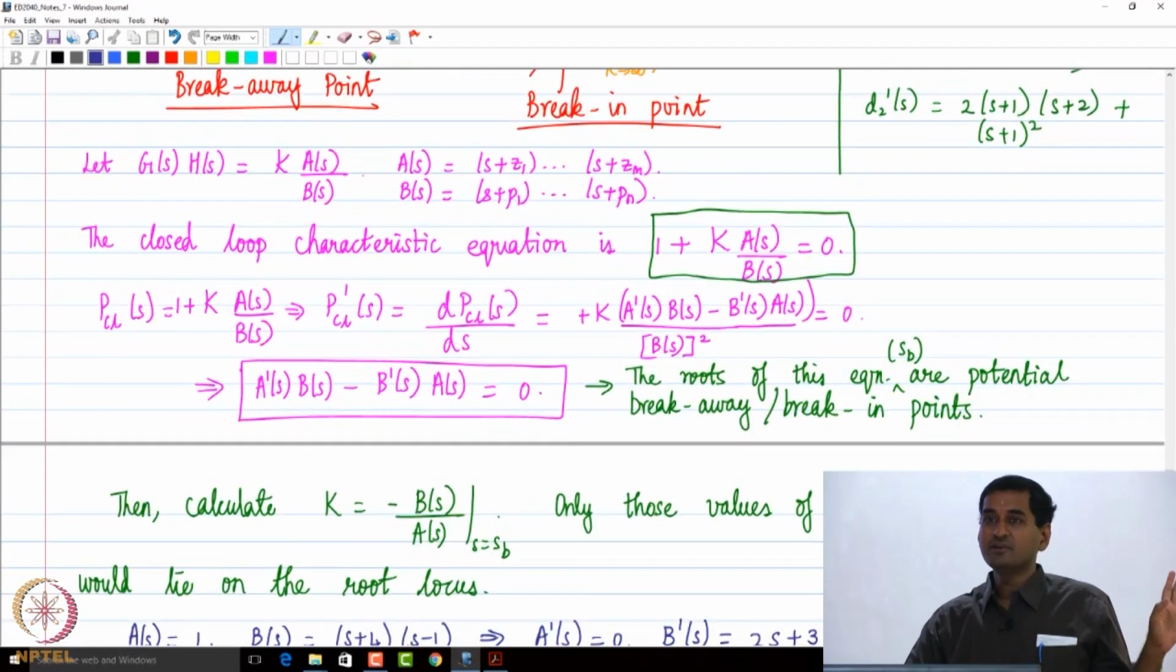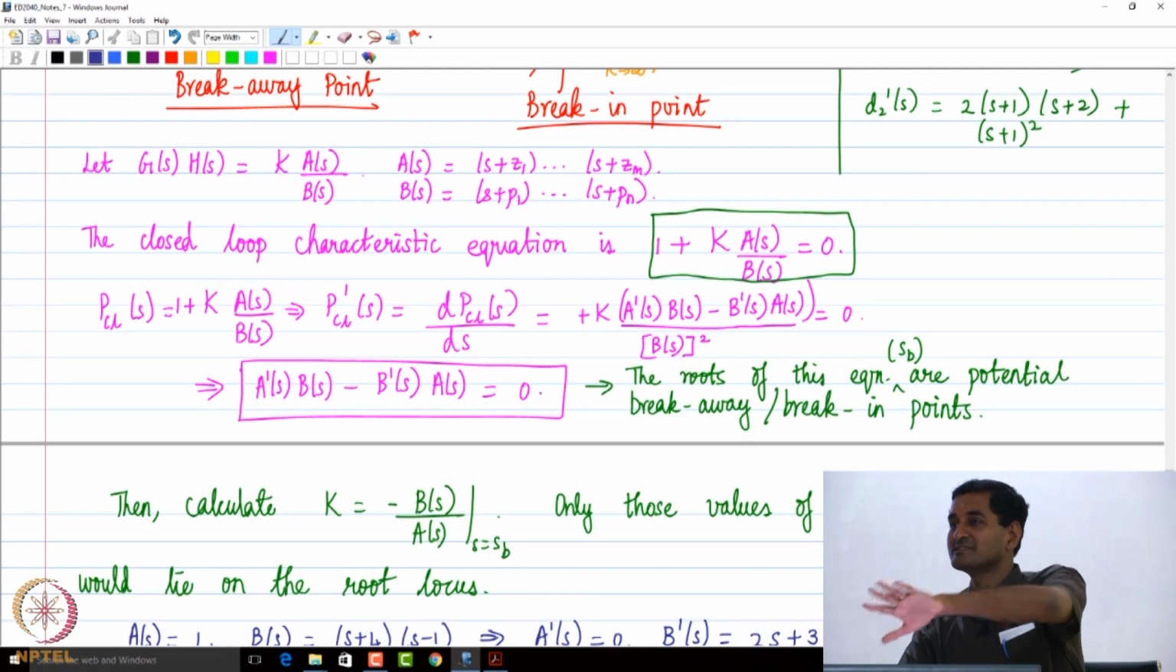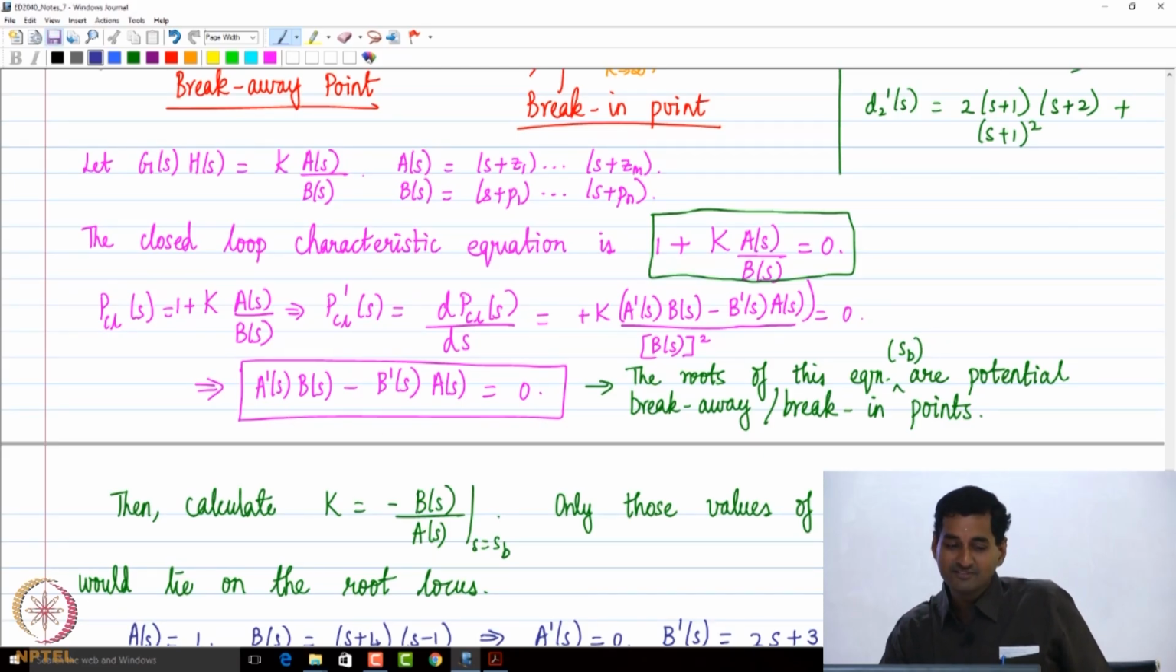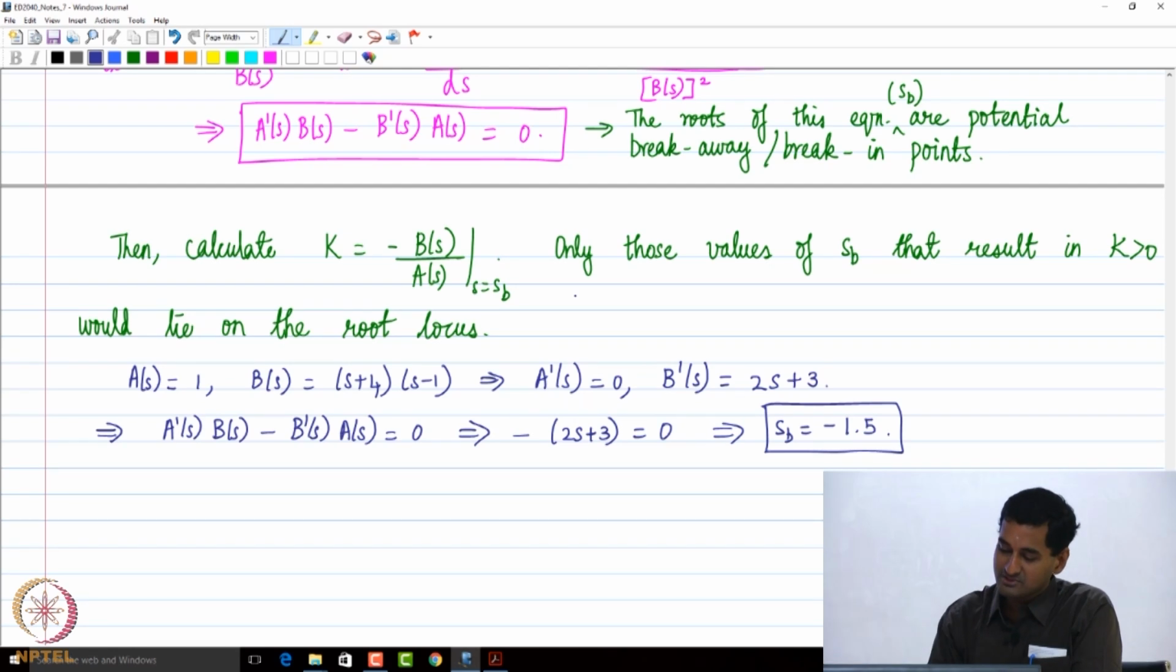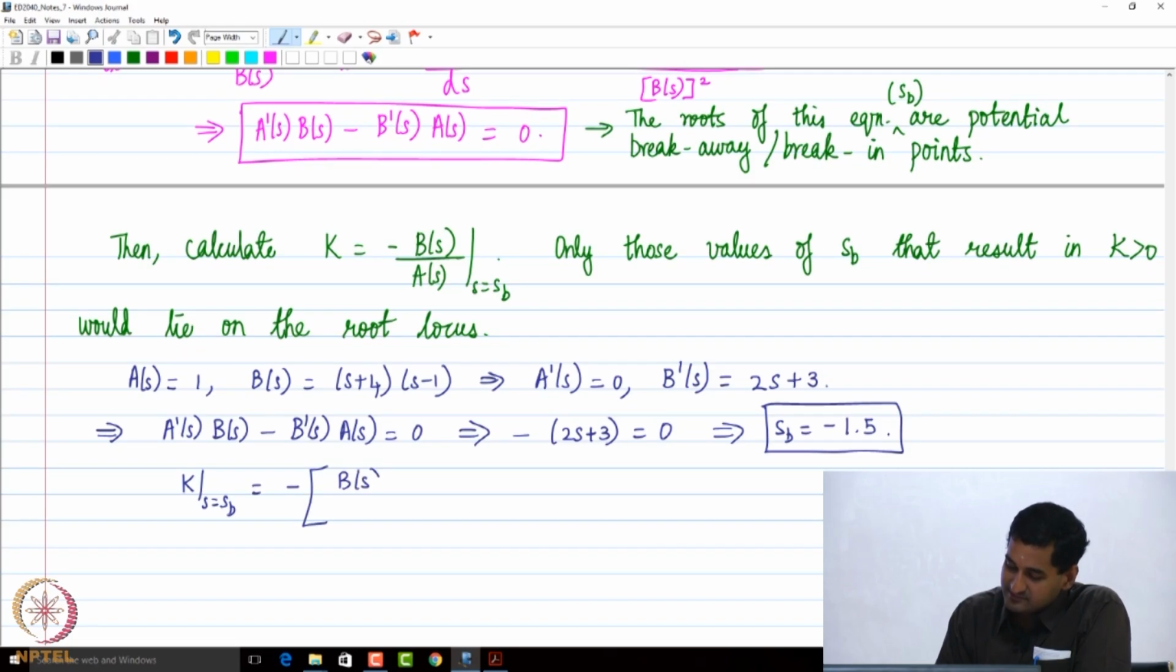Please do not think that all breakaway points or break-in points should be the same as the point of intersection of the asymptotes. This is a specific example where it just happens to be the same as the point of intersection of the asymptotes, but we are not yet done, right. So, we need to check the value of k at s equals s_B, which is going to be minus of b of s divided by a of s at s equals s_B. So, we need to evaluate minus of s_B plus 4 times s_B minus 1 divided by 1, right.